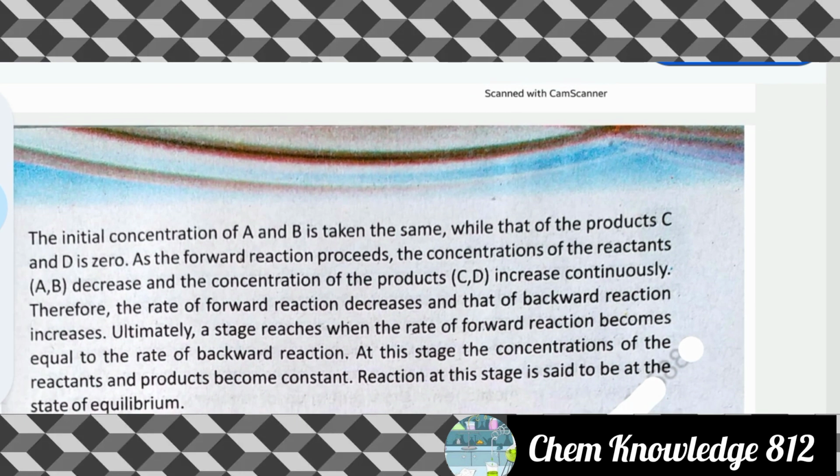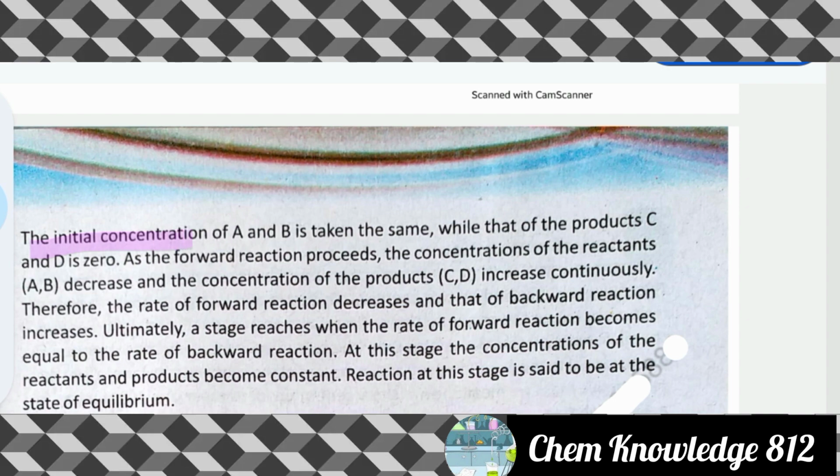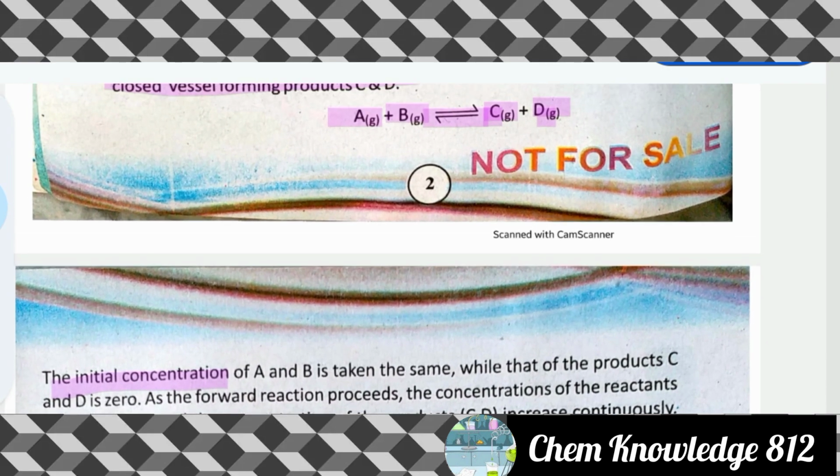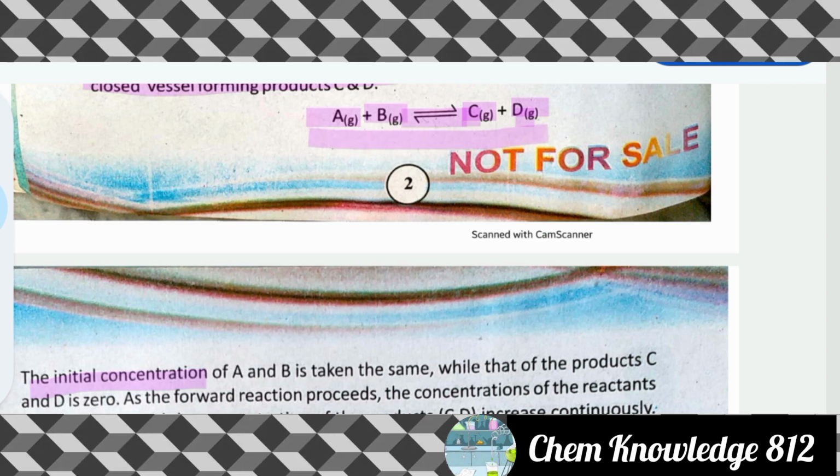So the initial concentration, taking the example of this one, the initial concentration of A and B is taken the same, while that of the products C and D is 0. It means that no reaction is going to take place because in the reactants we have just A and B, where no reaction takes place at the initial stage.